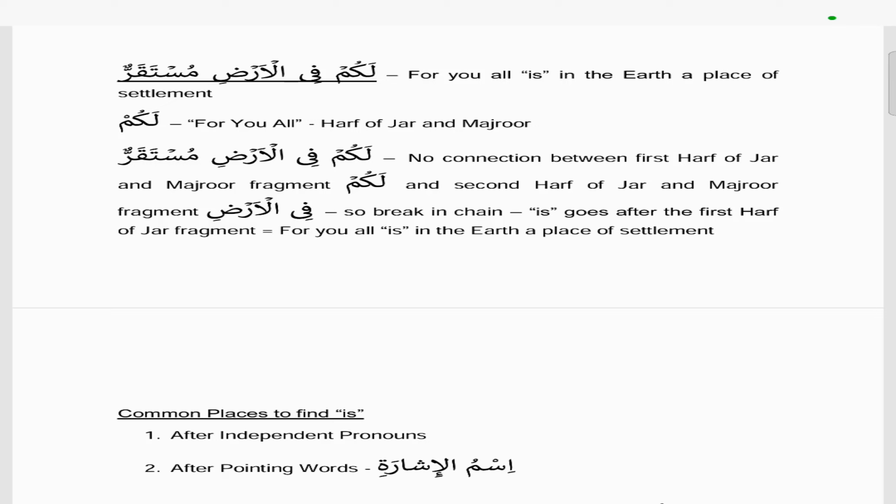So there's no connection between the first harf of jar and majroor fragment, the lakum, and the second harf of jar and majroor fragment, which is fil ardi, because fi is a harf of jar and the al ardi is the majroor. So there's a break in the chain. So the "is" goes after the first harf of jar fragment, so the translation becomes, for you all is in the earth a place of settlement.